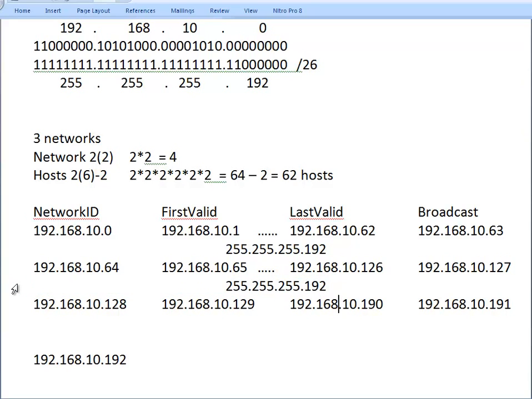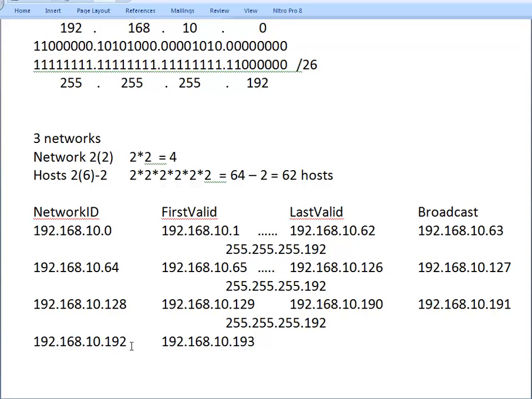Again, the subnet mask is the same. Okay, excellent. Found the third network as well. For the fourth network, the first valid address is the network ID plus 1.